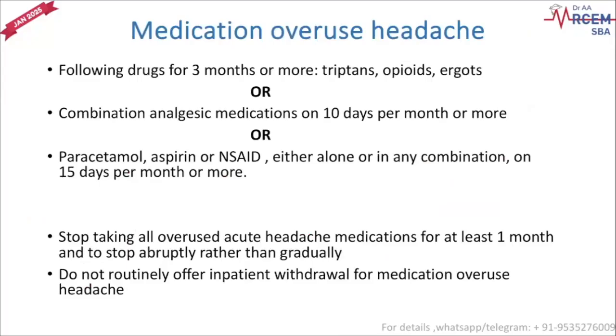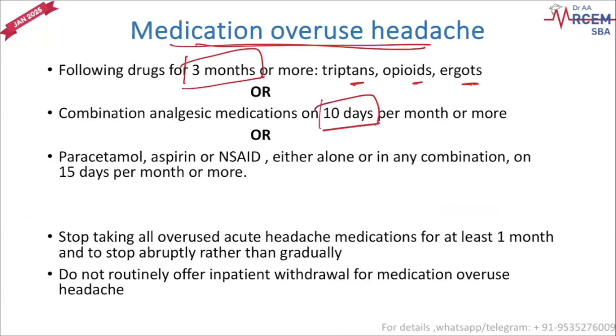Medication overuse headache. As the name suggests, the patient is taking multiple painkillers or a single painkiller for a very long time. Then you call it a medication overuse headache. If the patient is taking one of these drugs for a minimum of 3 months, then you can consider this might be a medication overuse headache. Someone who is taking a combination of drugs, for example, paracetamol and NSAID and codeine, so a combination of two drugs, for a minimum of 10 days, then you can consider it to be a medication overuse headache.